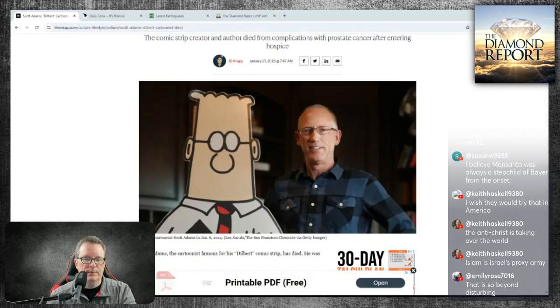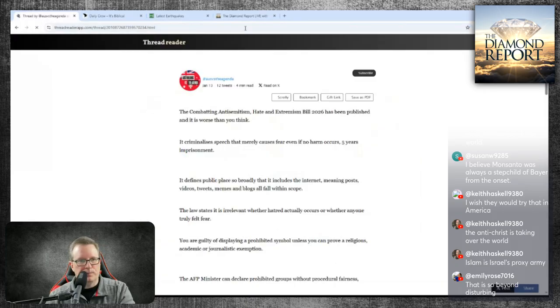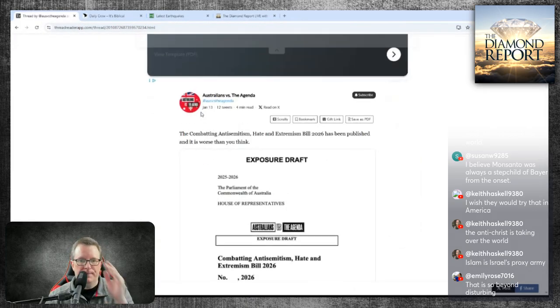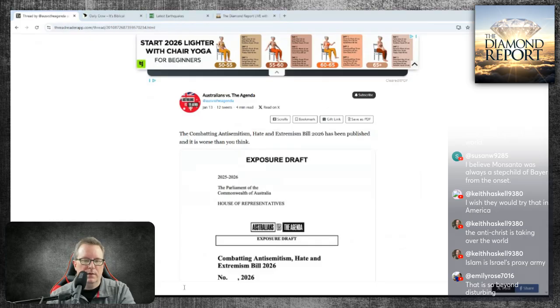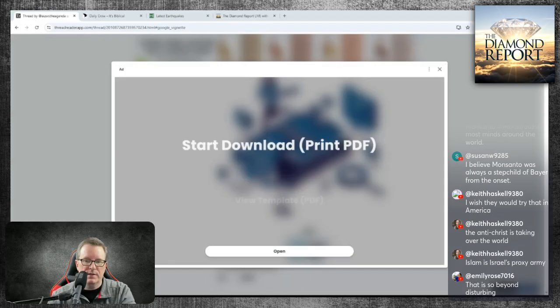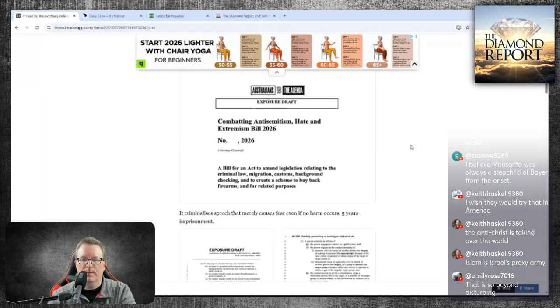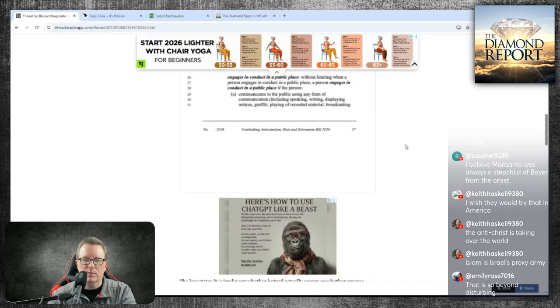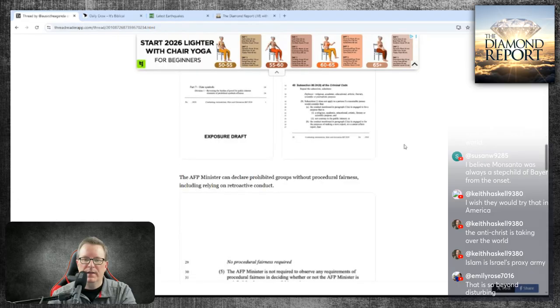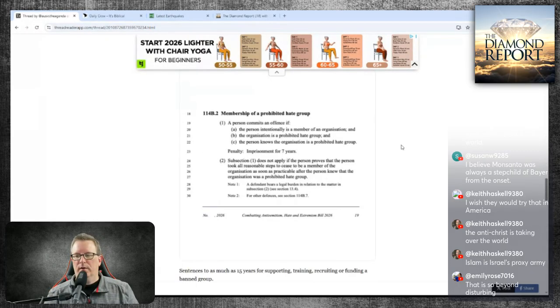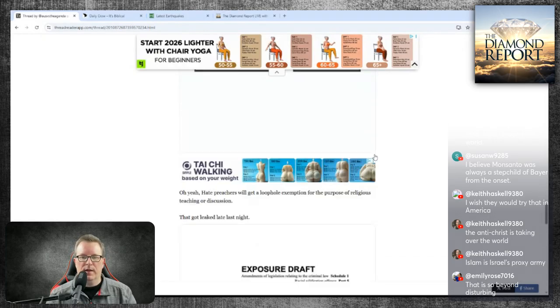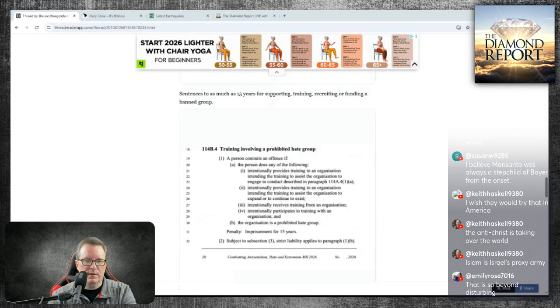All right, now this one, got a lot of articles tonight. This is on Threadreader app, and the little blurb I had here was Australia's Combating Anti-Semitism, Hate and Extremism Bill 2026 has been published and it's worse than you think. Well, that is exactly what we talked about before. However, this article has more of the actual bill in it. So if you want to look at this further, it does have more information in it. So we won't go into that anymore tonight, but it is there if you guys want to look into that further. It was on Threadreader app, which is connected to X.